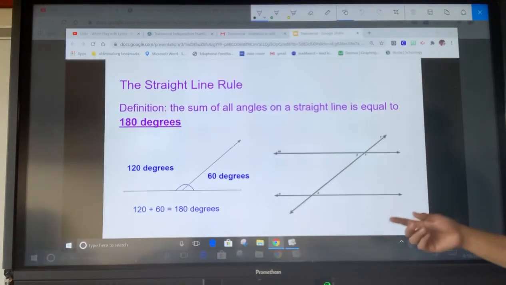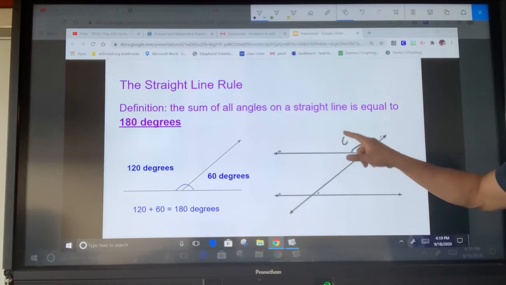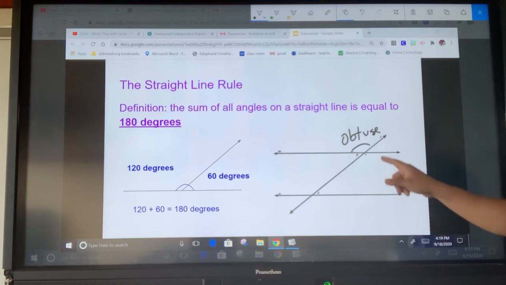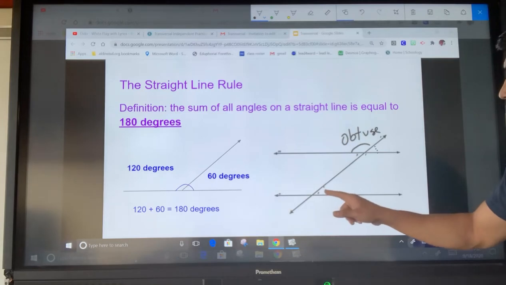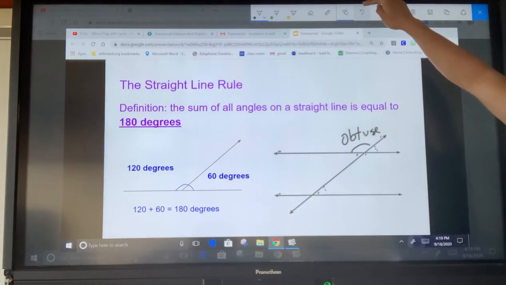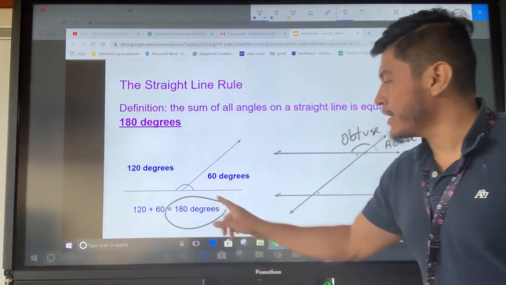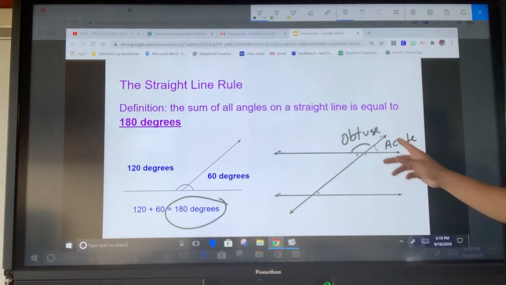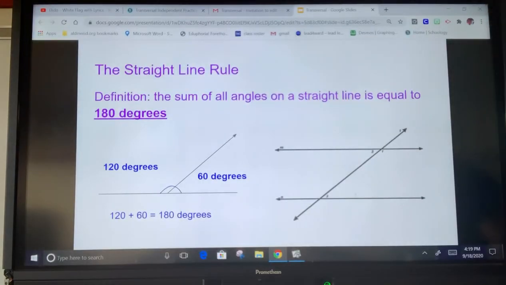We can start labeling them. If we get an obtuse angle here, obtuse, and I add it to an acute angle, which could be this one, or it could have been this one, as long as they're acute, if I add those together, you will obtain 180 degrees. So keep that in mind: obtuse and acute, you add them, it's going to be 180.